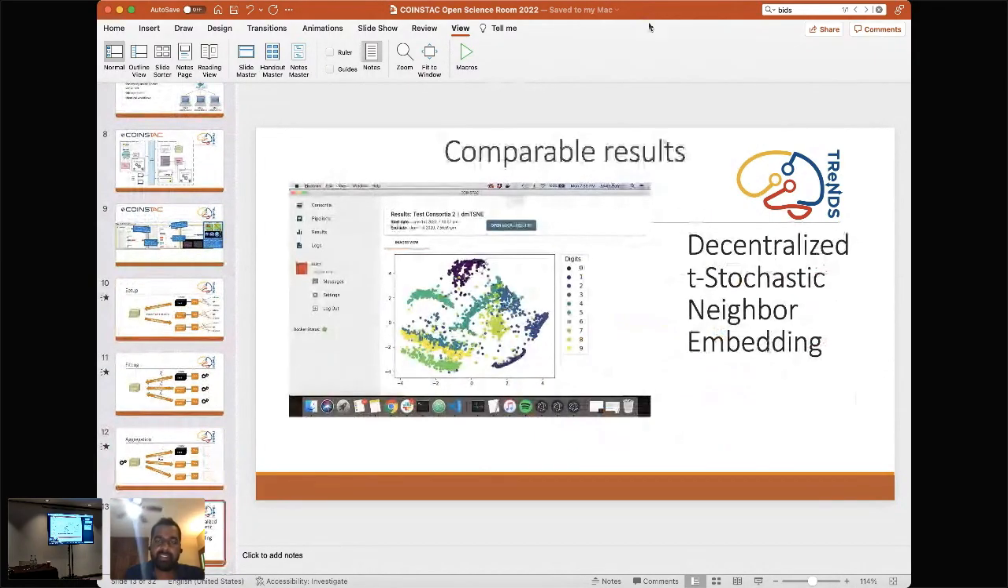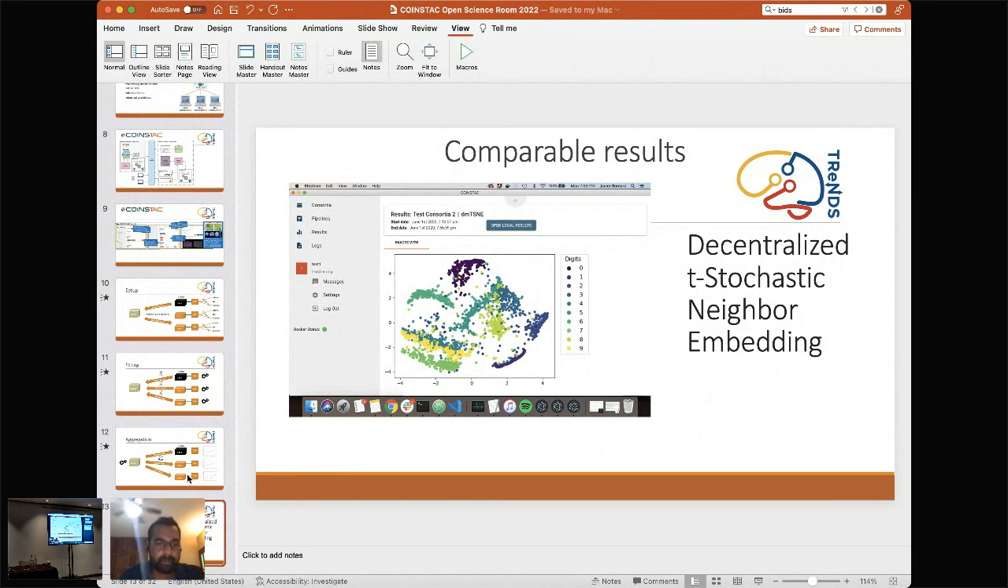So one of the important reasons why this software works is because the results of running the software locally on your computer versus in a decentralized environment like COINSTAC are still comparable. In a sense, the results are interpretable in the same way or similar way as if you would run this locally on one machine. So that is important for research, right?